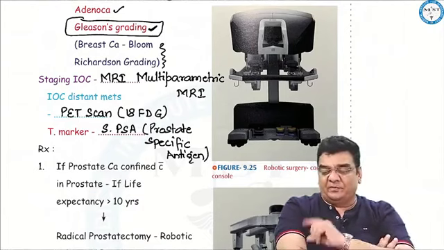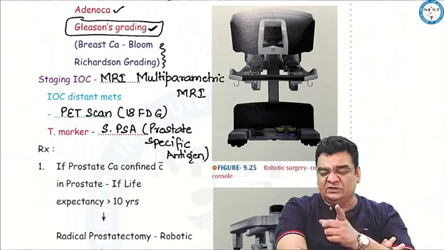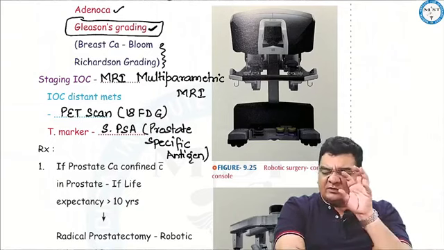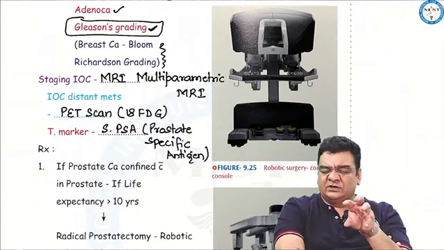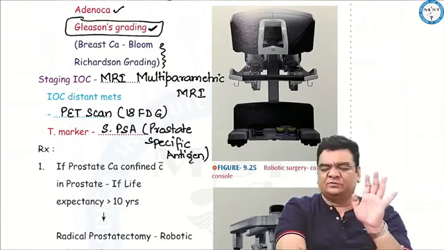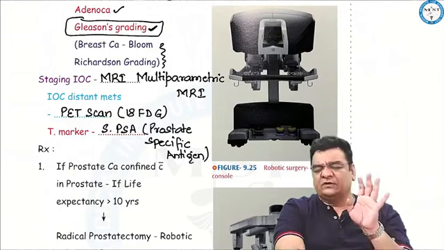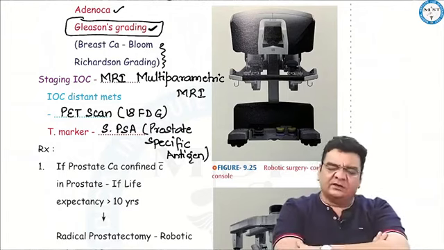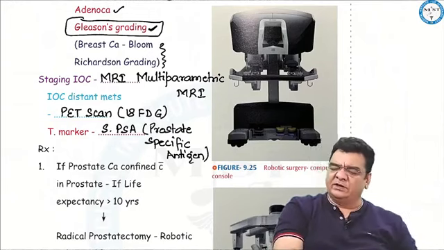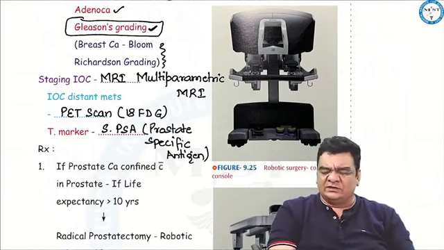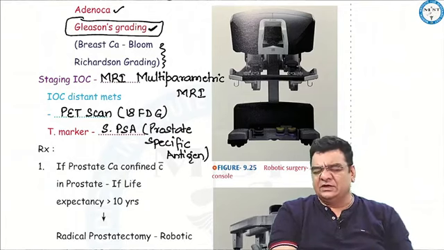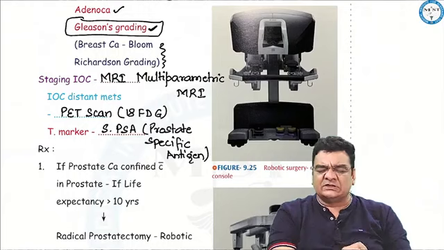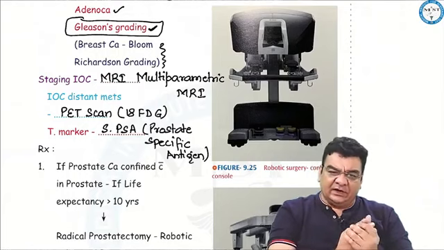So the guideline says that if the life expectancy is less than 10 years and the cancer prostate is confined within the prostate, just follow up this patient. Do active surveillance in this patient. If you find that cancer is growing rapidly, then yes, you can go ahead with the treatment. Otherwise, no treatment is needed if the life expectancy is less than 10 years or maybe the age of the patient is more than 70 years. Right?